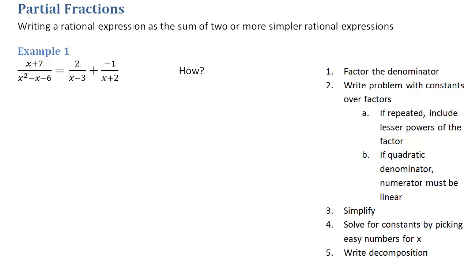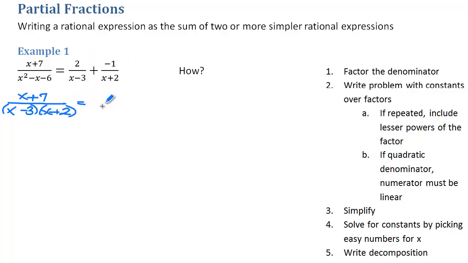Creating partial fractions allows you to write a rational expression as the sum of two or more simpler rational expressions. But how is this done? Well, the first step is to factor the denominator. As we can see, the denominator of the left side is equal to x minus 3 times x plus 2. So how do we make that equal to simpler fractions?